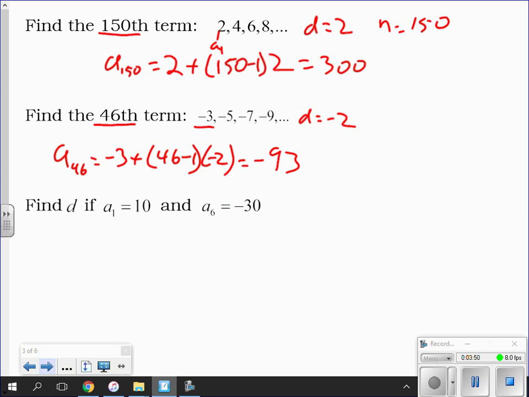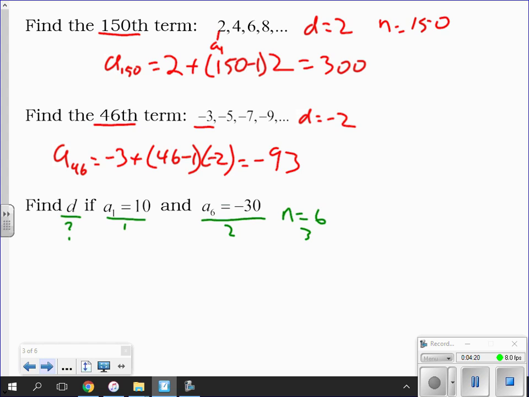Now, same idea, only instead of looking for a particular term number, I'm trying to figure out what the difference is. You still use the same formula. It says find D, so that's what I don't know. I have my first term. I know what the 6th term is, so I also know what N is. N is 6. So I have 3 out of the 4 things in my formula. I'm looking for the 4th.